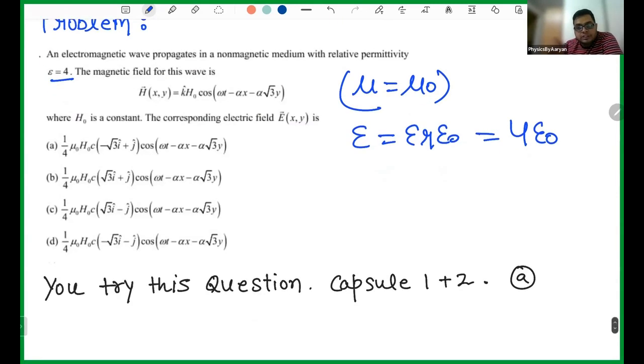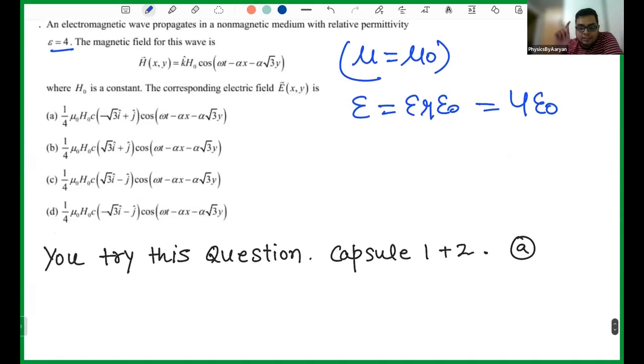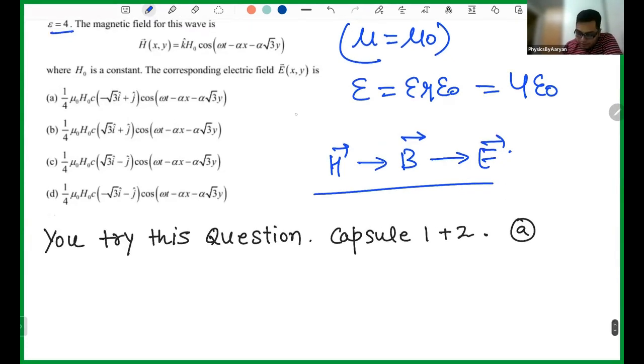Okay, so this is your homework. In the first and second capsule, I taught you how to go from B to E. And in this class, I taught you how to go from H to B. So first of all, go from H to B and then go from B to E and see what your answer is. Your answer A should come out to be correct. Try this question. This is from a previous year question of the CSIR NET exam.